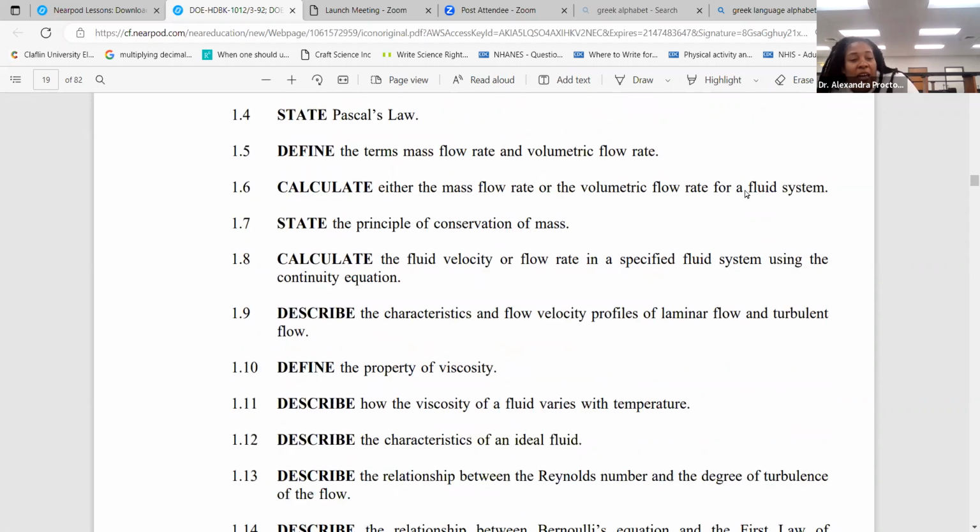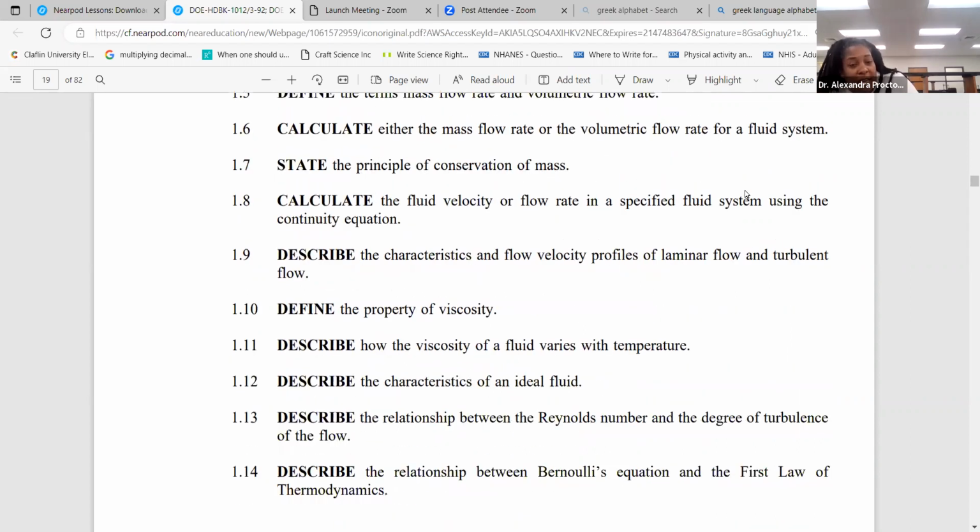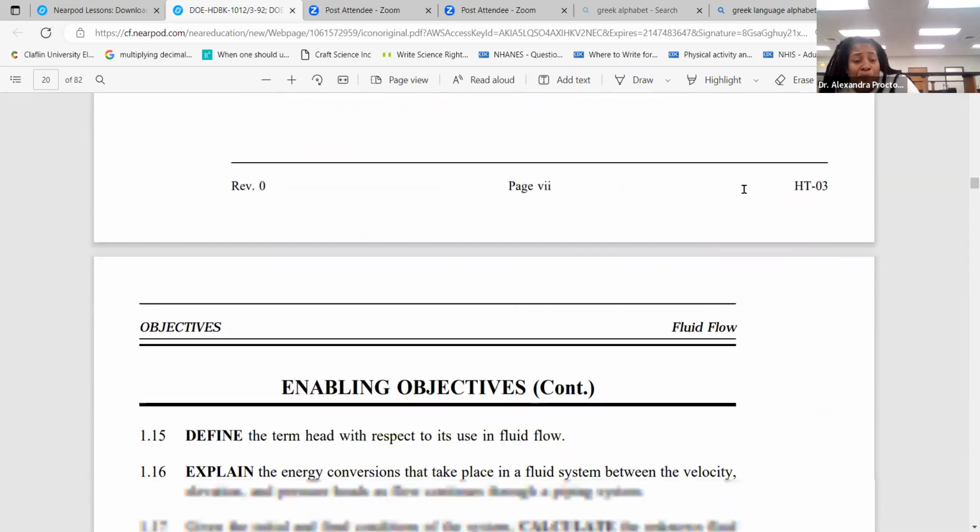Also define the property of viscosity and describe how the viscosity of a fluid varies with temperature, and describe the characteristics of what we call an ideal fluid. Describe the relationship between the Reynolds number and the degree of turbulence of flow, and describe the relationship between Bernoulli's equation and the first law of thermodynamics.